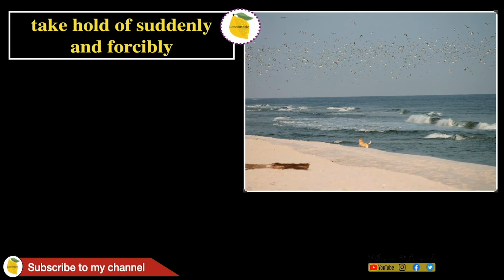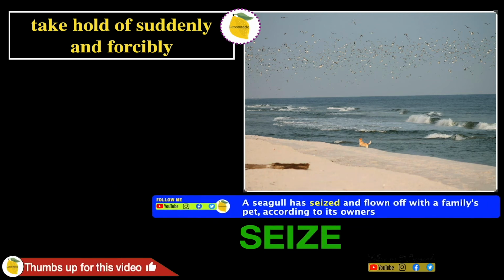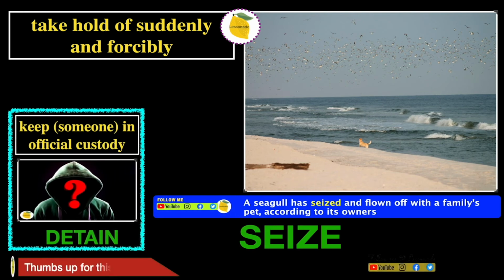Next one is take hold of suddenly and forcibly. In this picture, we can see a dog running with the seagulls up in the air. And the word will be seize. And the sentence for this word is a seagull has seized and flown off with the family's pet, according to its owners. So once again, before we go into the next one, let's try to recall the previous slide. The previous slide is detain.